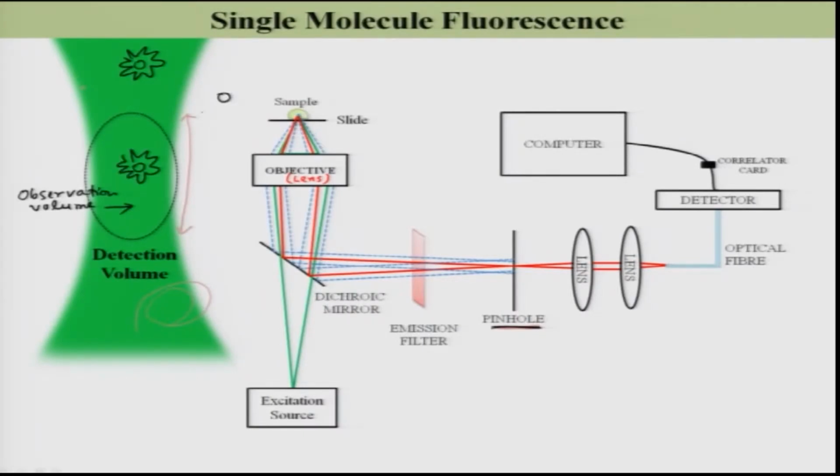If the molecule is present here, it will not fluoresce. If the molecule is present here, it will fluoresce, but it is not visible. If the molecule is present here, it will not fluoresce. So, I can restrict my observation and I can achieve this femtoliter type of observation volume.